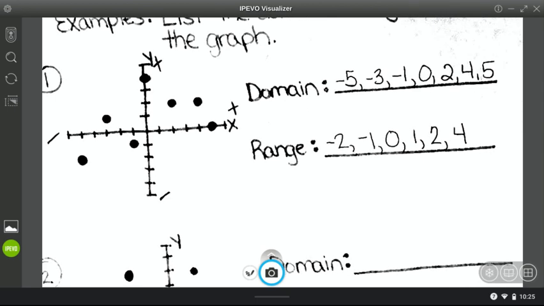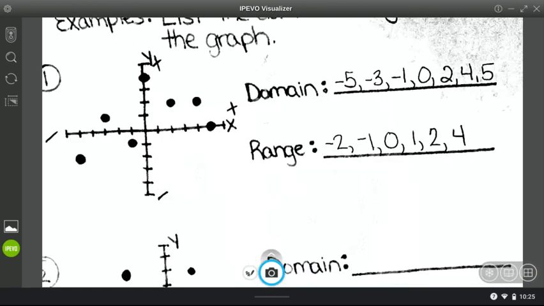So for domain, you're just going to read your x-axis from left to right. And for the range, you just read your y-axis from the bottom up. And if you have a point that lines up with that coordinate, then you list it as part of your domain or range.